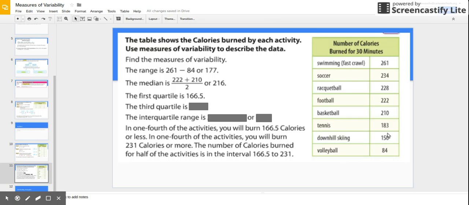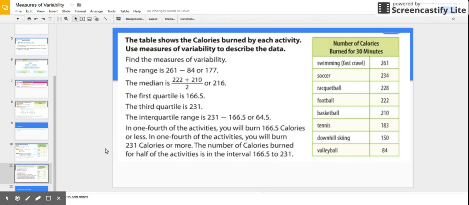The third quartile, so we're starting from our median, which is 216. So anything above 216 goes in our upper range, and we need to find the median of the upper range here. So the median is between 234 and 228. So the average of those two numbers is 231. Now your interquartile range is these two subtracted, so 231 minus 166.5 to get 64.5.